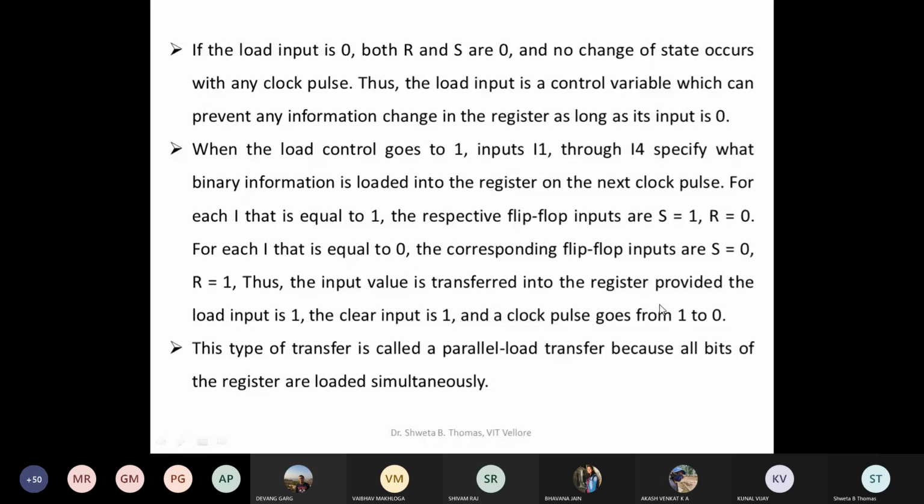Got it? So this is important for the working condition. The load input should be equal to 1, the clear input should be equal to 1 and the clock pulse goes from 1 to 0, that is, it works with the negative edge of the clock pulse. This type of transfer is called a parallel load transfer because all bits of the register are loaded simultaneously.